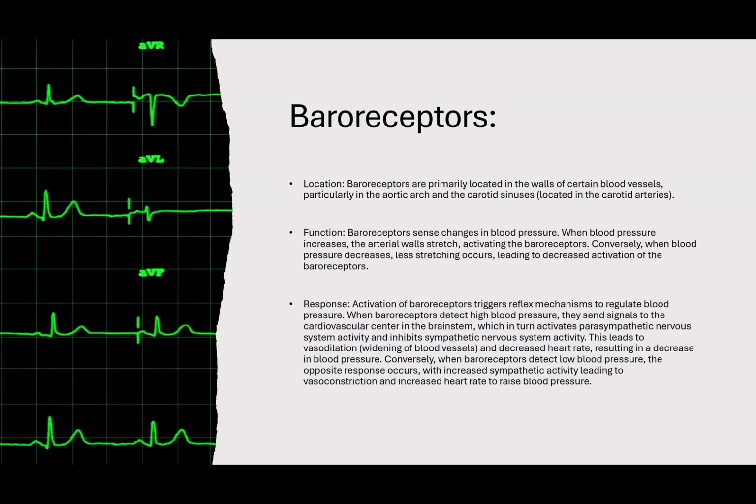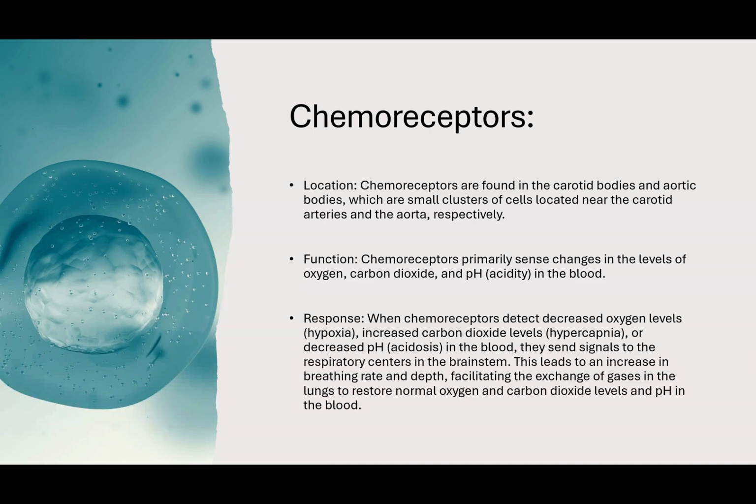All right. The chemoreceptors now. The chemoreceptors are found within the carotid bodies and aortic bodies, right? They are usually small clusters of cells located near the carotid arteries and in the aorta, respectively. Their function is to figure out the levels of oxygen and carbon dioxide within the blood, as well as the pH or the acidity of the blood. So this is how we know if our blood buffers are not working.